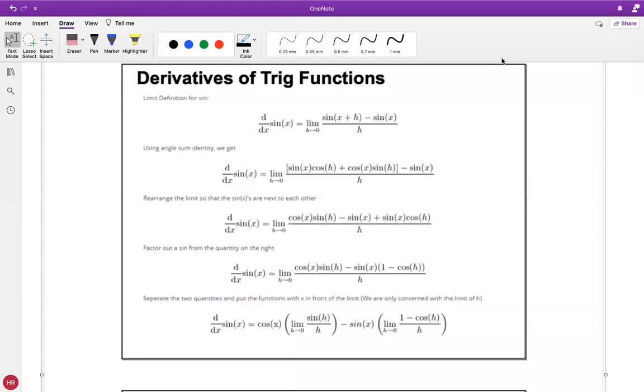Welcome back. Derivatives of trig functions. So you end up with, like, where do these come from? That's what this slide is about.